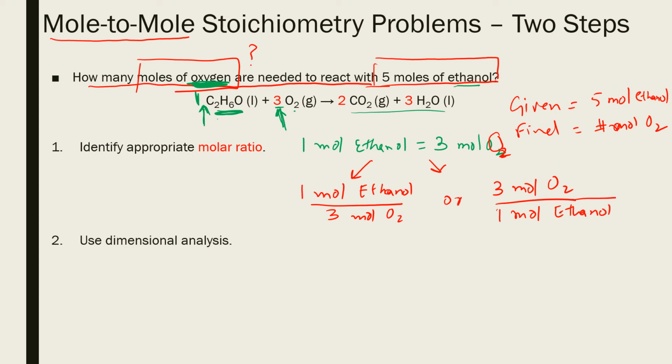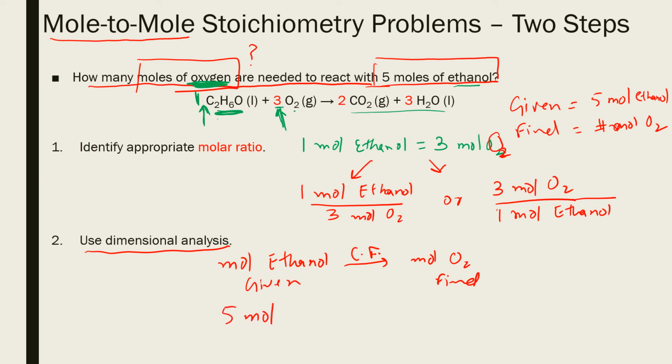So the next step is to use dimensional analysis. We want to go from moles of ethanol to moles of oxygen. That's the given and that's the find. So always start with the given, multiply by the conversion factor, and you get your answer. So how many moles are given? We are given 5 moles of ethanol.